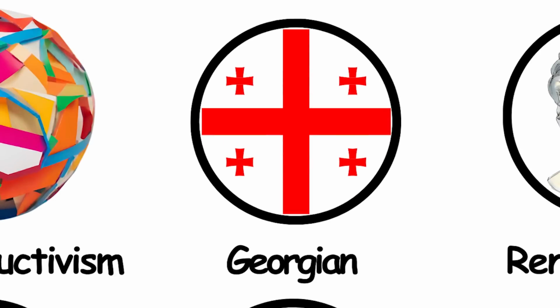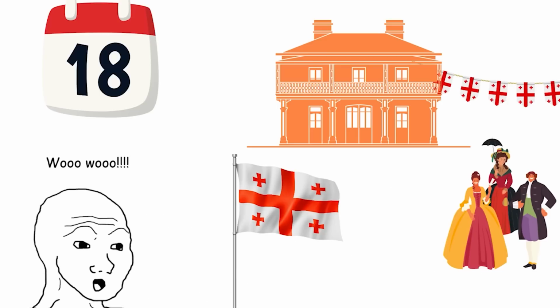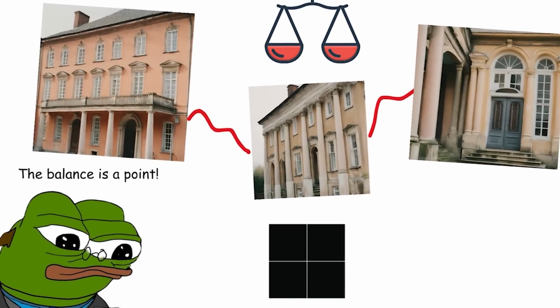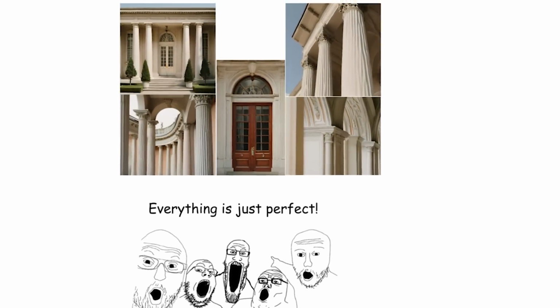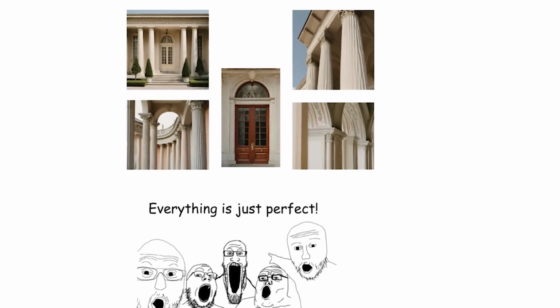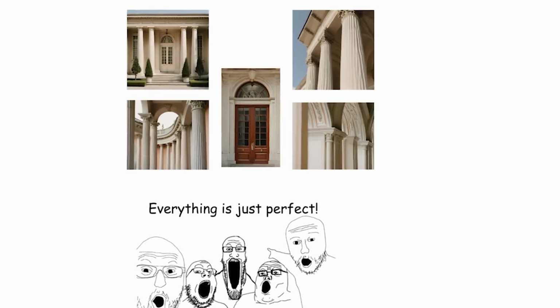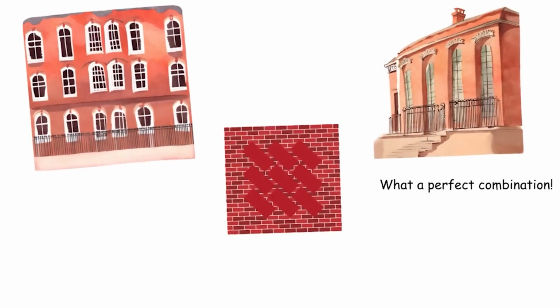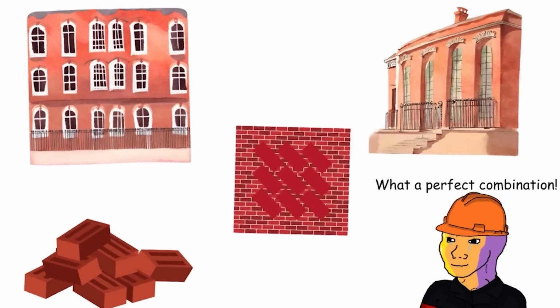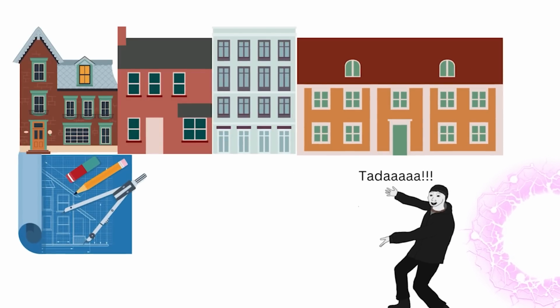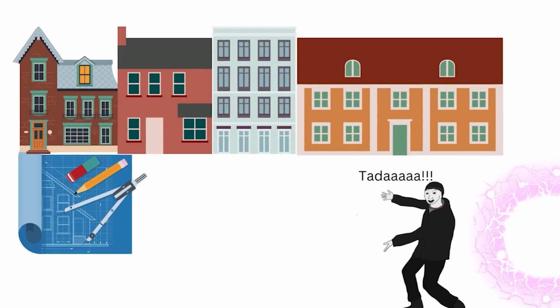Georgian architecture. Georgian architecture, flourishing in 18th century Britain, embodied elegance and proportion. Inspired by classical ideals, it favored symmetrical facades with rectangular windows, central doors, and Palladian details like columns and pediments. Red brick or painted stucco exteriors, often adorned with iron railings, conveyed a sense of order and sophistication. Grand estates and cozy townhouses alike embraced this timeless style.